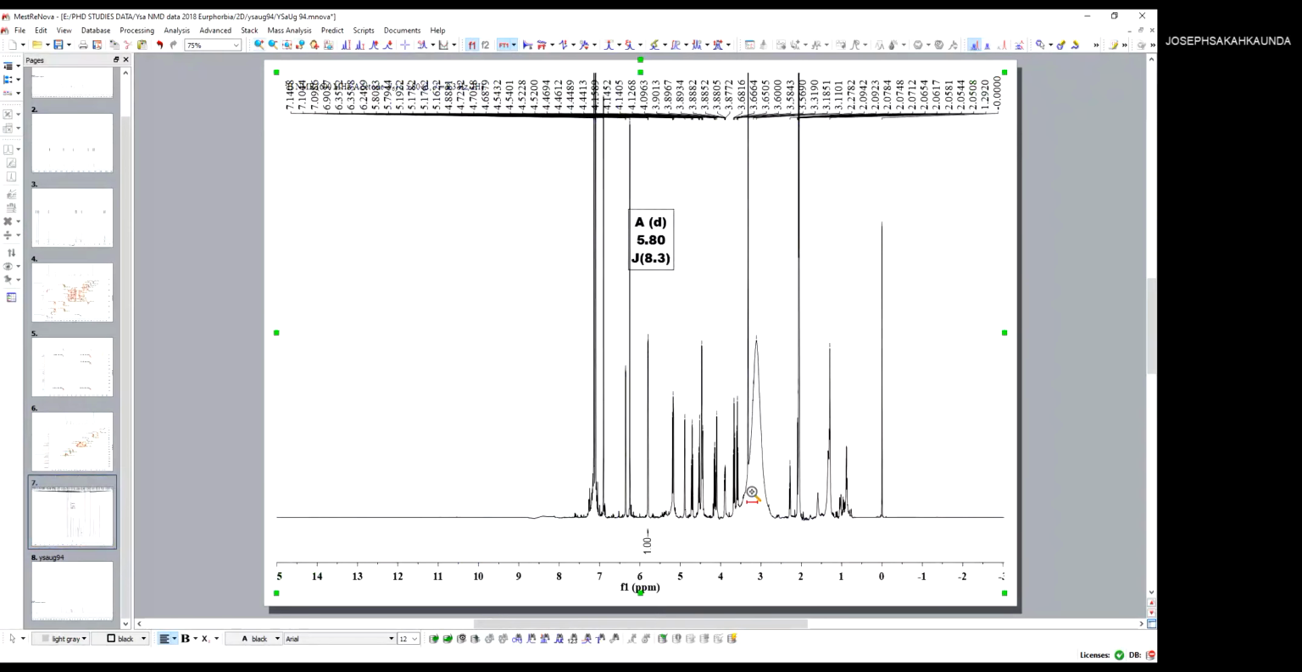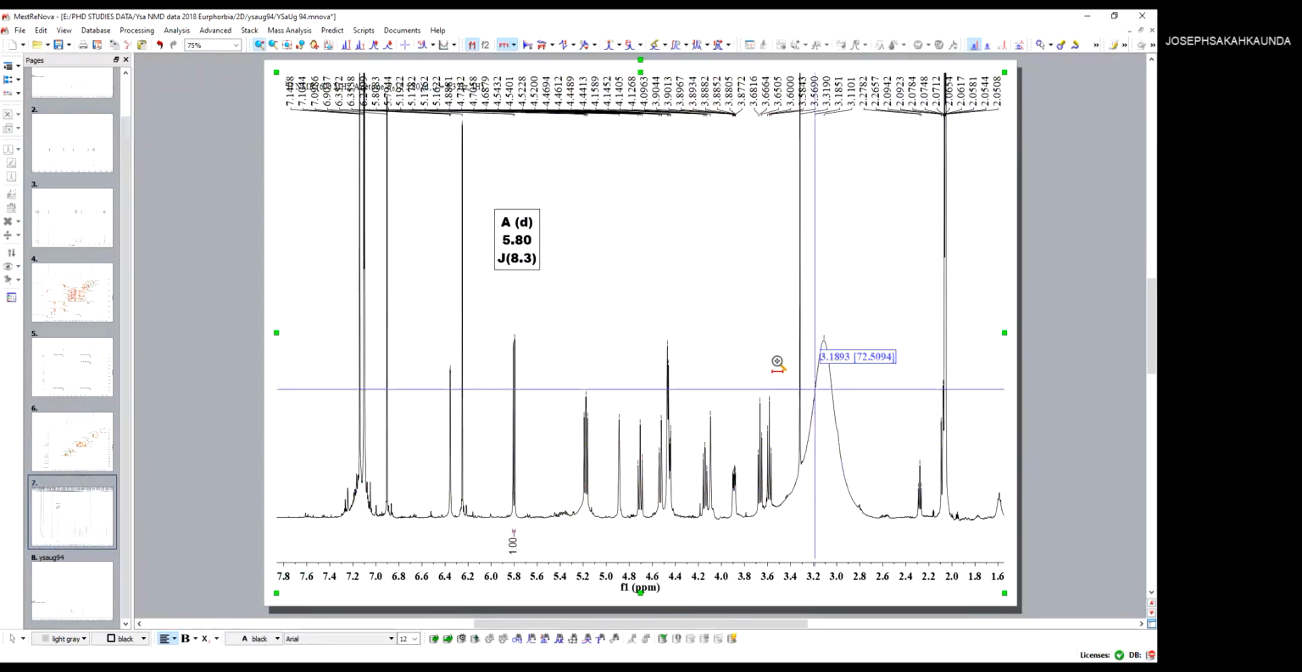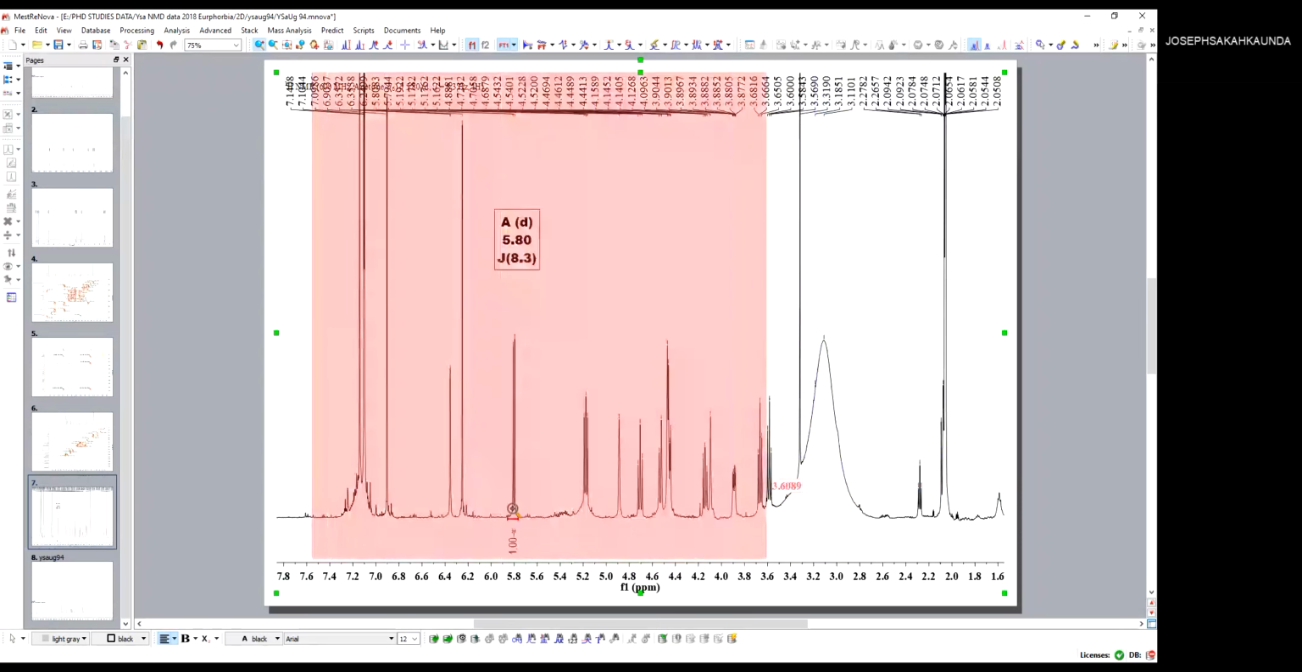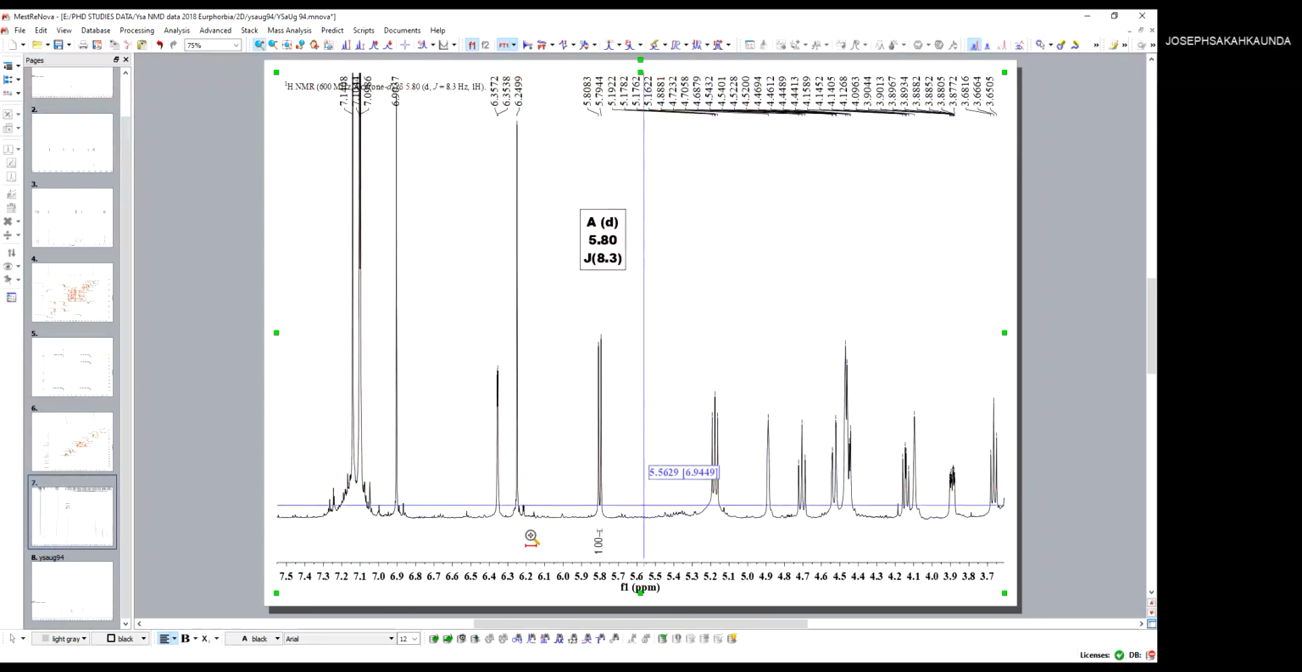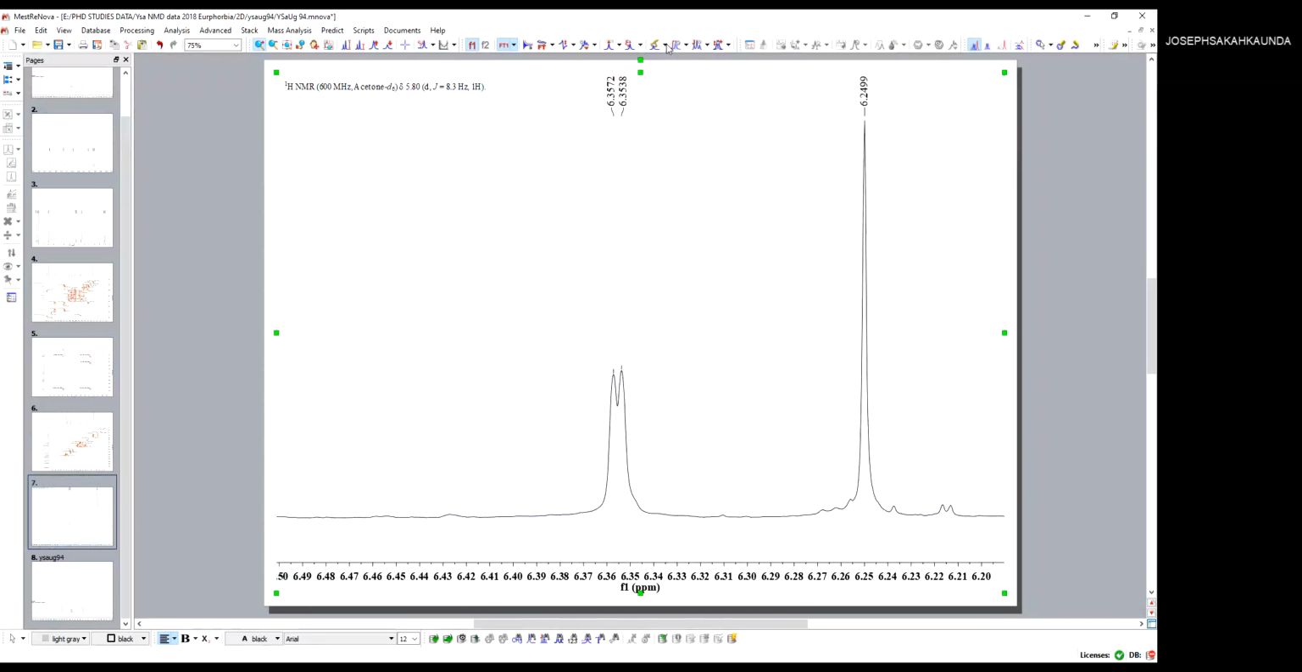Sorry about that. We have another proton. It's around 6 point something. Yeah, this too belongs to that sugar. J already given there, 2.